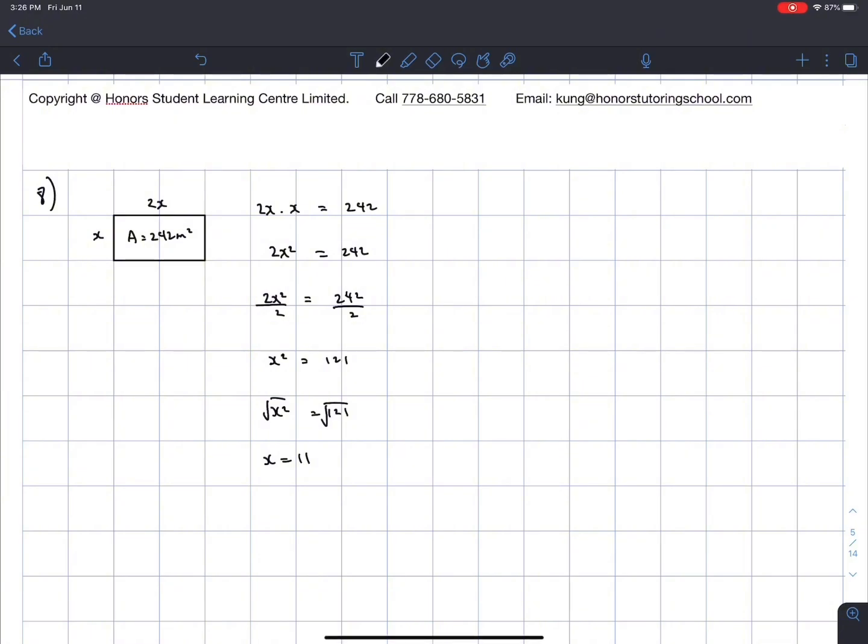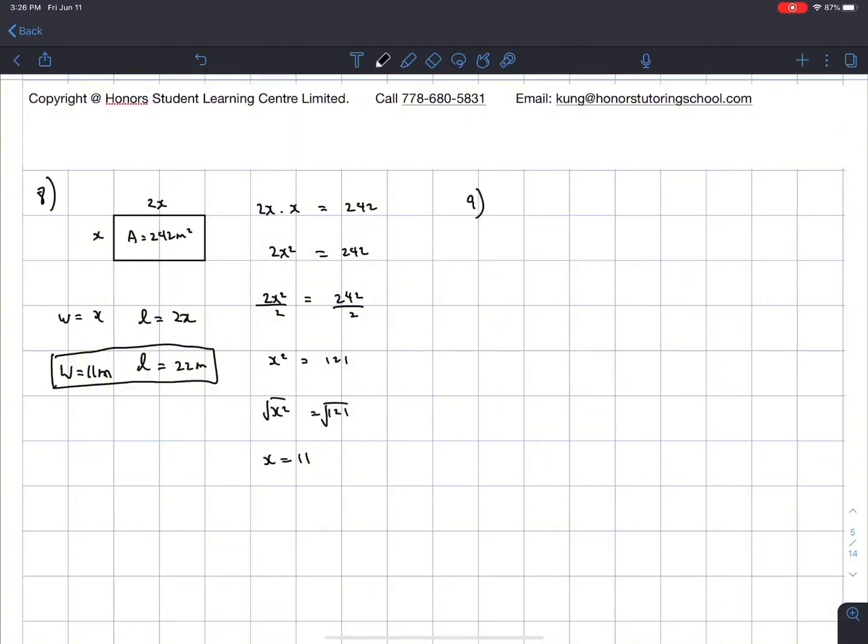Not finished yet. We can say that the width is just x, which is 11, and this will be in meters. The length is 2x, so 2 times 11 is 22. And that would be the final answer.